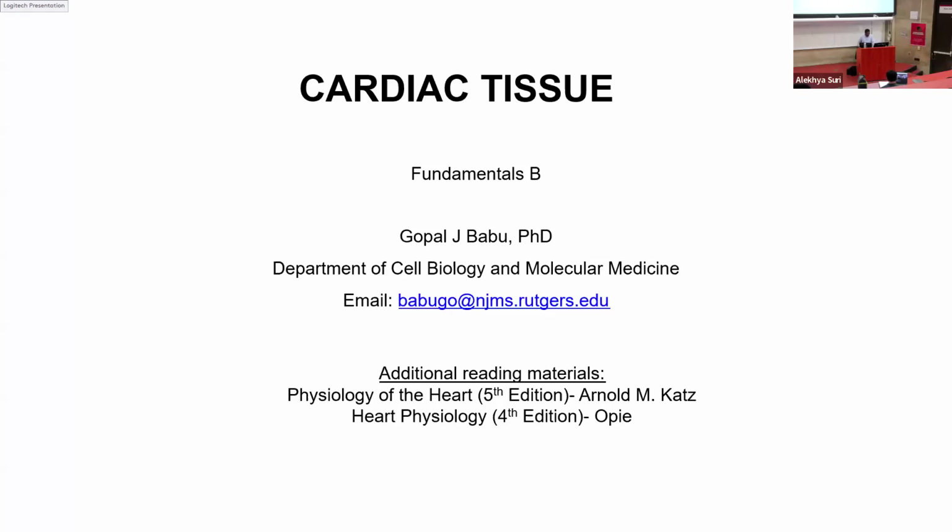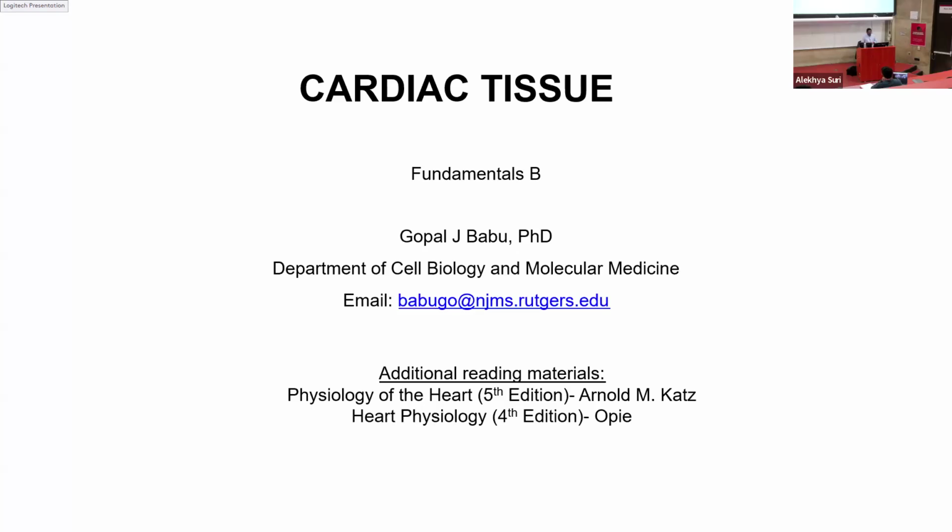Good evening. So my name is Gopal Babu. I'm an associate professor in the Department of Cell Biology and Molecular Medicine. And today's lecture, we're going to cover the basic aspects of cardiac muscle.